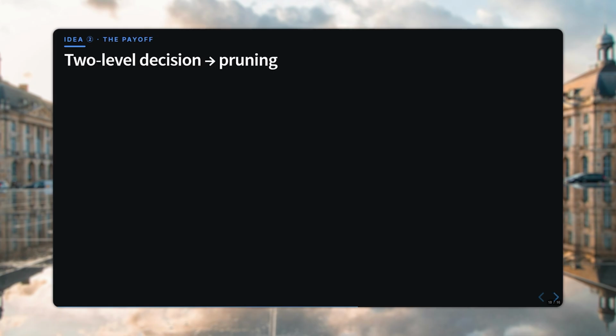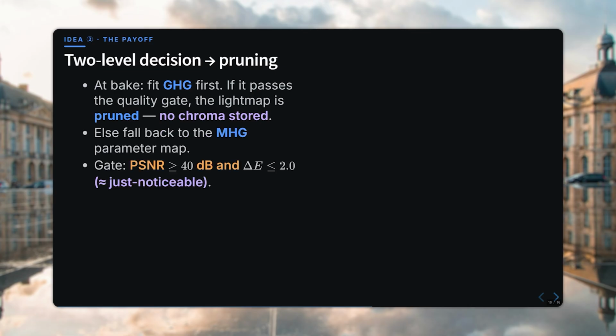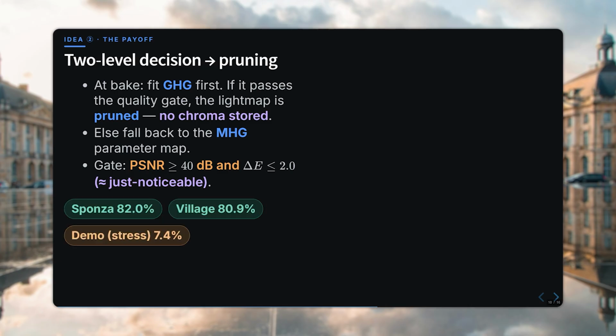So these two predictors come together into one simple decision at bake time. At bake time, we fit GHG first, and if it passes the quality gate, we prune the light map, which means no chroma gets stored at all. Otherwise, we fall back to the MHG parameter map. And the gate here is PSNR of at least 40 dB and delta E under 2.0, which is roughly the just noticeable threshold. So in practice, Sponza prunes 82%, Village prunes 81%, and the color-rich demo prunes only 7%.